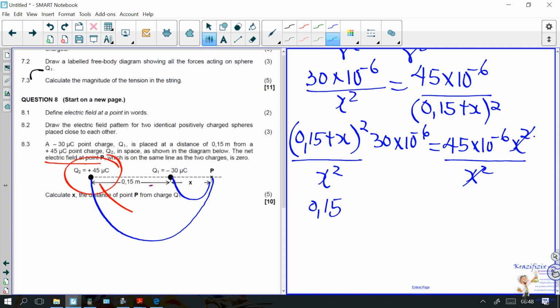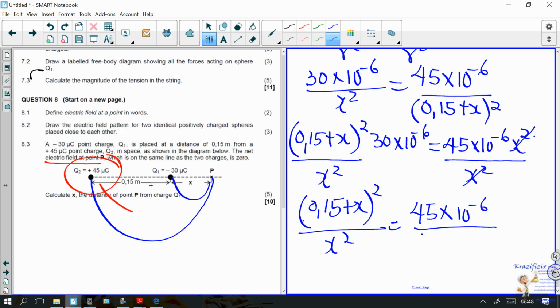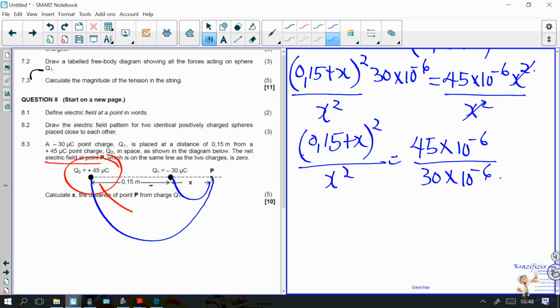0.15 plus x. Please don't expand this. If you expand, you're going to create more mathematical activities for yourself. 45 times 10 to the power negative 6 over 30 times 10 to the power negative 6. Now we have an expression. If you check our first video, we did explain this. A squared over b squared can be written as a over b all squared.